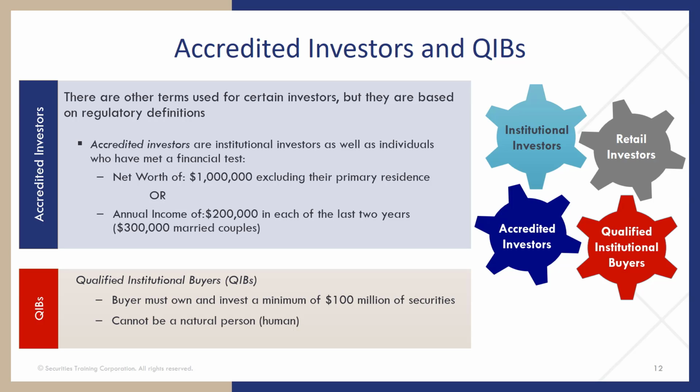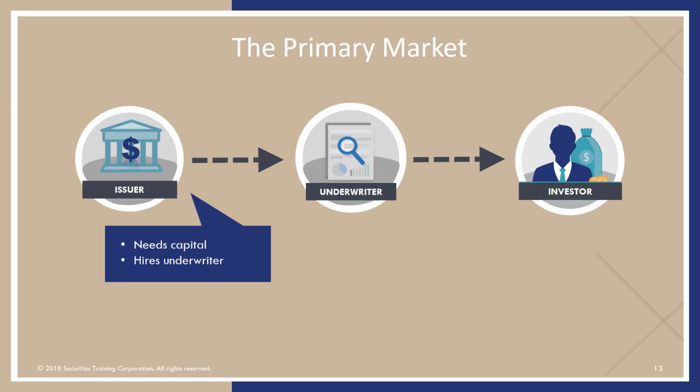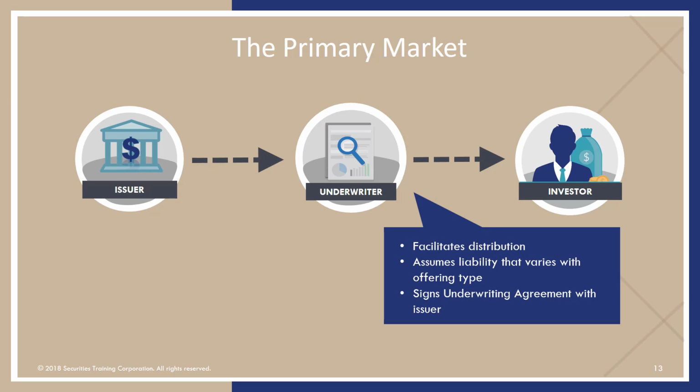Okay, the next thing we're going to talk about is some terminology. Now, the primary market is sometimes referred to as the new issue market. That's where the issuer is selling securities, they need to raise capital, and they hire an underwriter. So an underwriter is a brokerage firm, usually the investment banking department, that buys the securities from the issuer and then resells those securities directly to the investor. So the underwriter facilitates distribution.